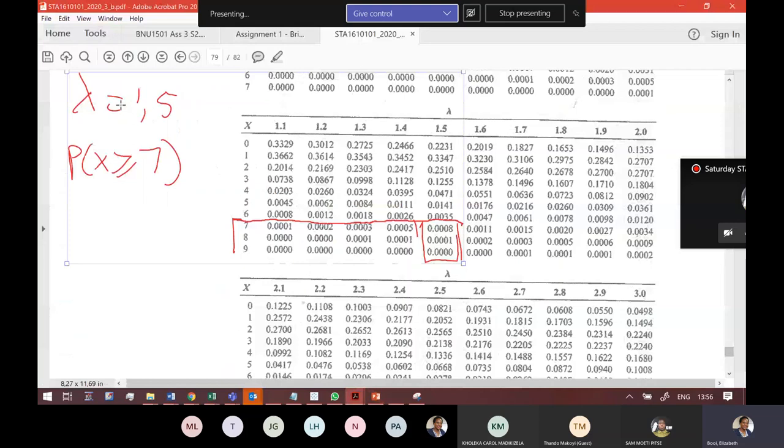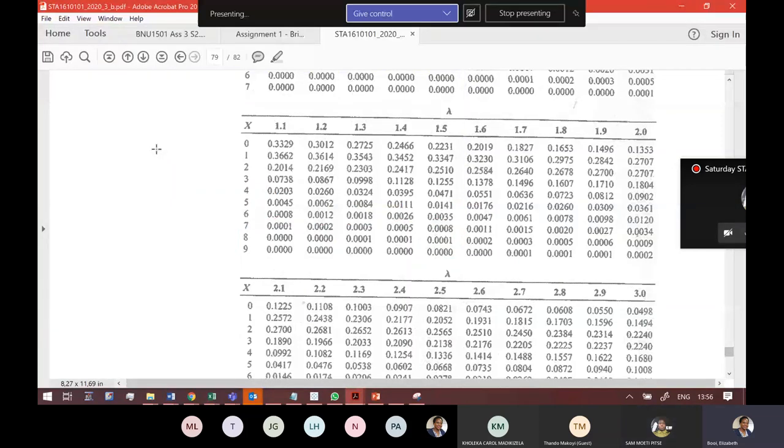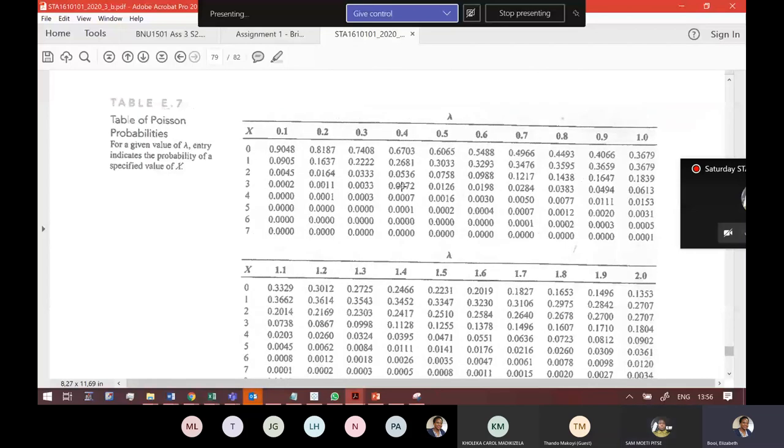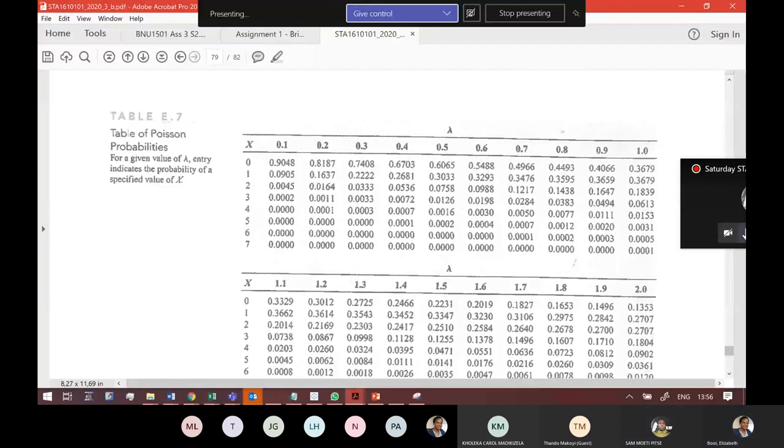We'll work from the table. So I need to go to the probability. It was 0.2, not 2, but 0.2. So I must go to the top of the table and look for 0.2, which is this one. So number one, we were looking for the probability that X is equal to 1, and that probability is 0.1637. So you must remember all those values that you had. 0.1637.